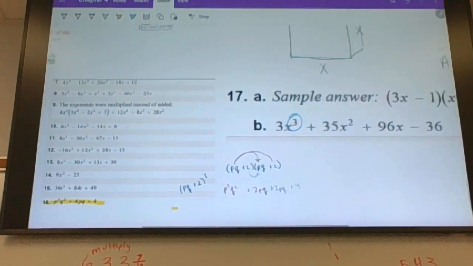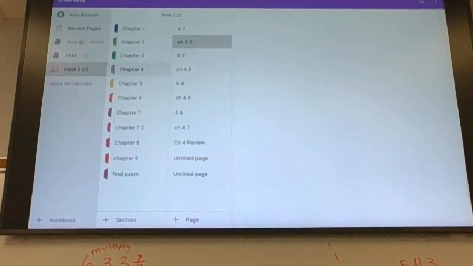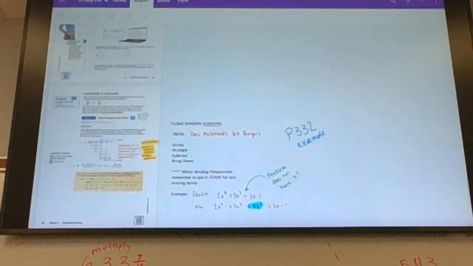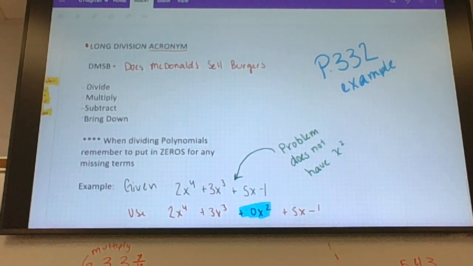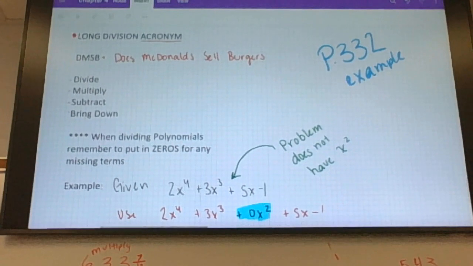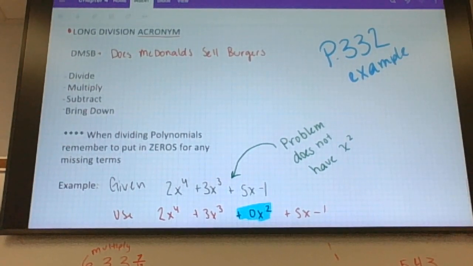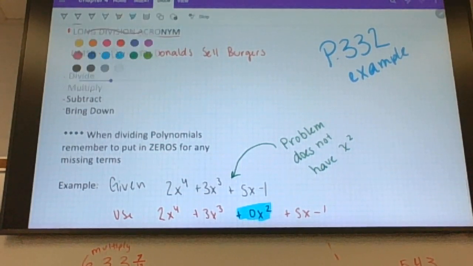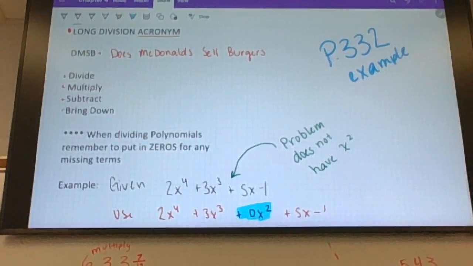Alrighty, let's move into division. I think we're going to page 332. I was introduced to this acronym last year. There's another one that's better, but no one's reminding me this year. The long division acronym goes: divide, multiply, subtract, bring down. Someone said it's, does McDonald's sell burgers?